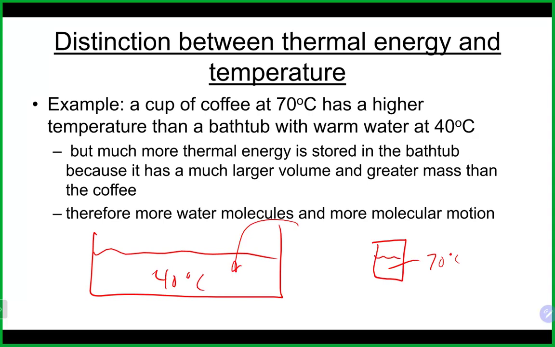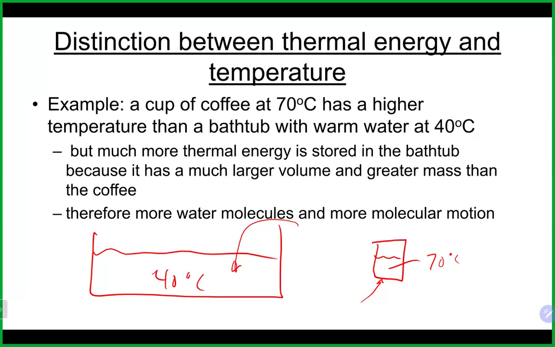Now, you may be wondering why the coffee is at a higher temperature. That has a lot to do with something we'll talk about later on, which is specific heat capacity. If you just think about it logically, that is a much smaller volume of liquid, which takes less energy to raise the temperature than if you try to heat up a bathtub. If you put a big giant pot of water on the stove to make pasta, it's going to take a while for that to start to boil and really heat up.